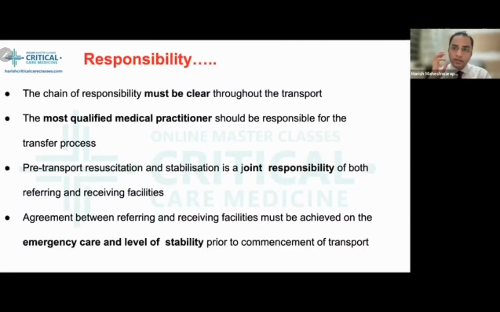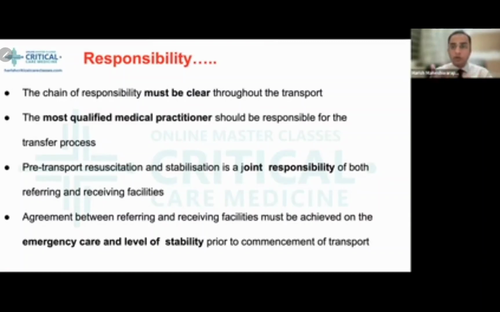Who will take care of the lines, without any dislodgement? If the patient is having a drain, who will look into the drain? All those things should be clearly delegated in terms of the responsibility. The most qualified medical practitioner should be responsible for the entire transfer process.